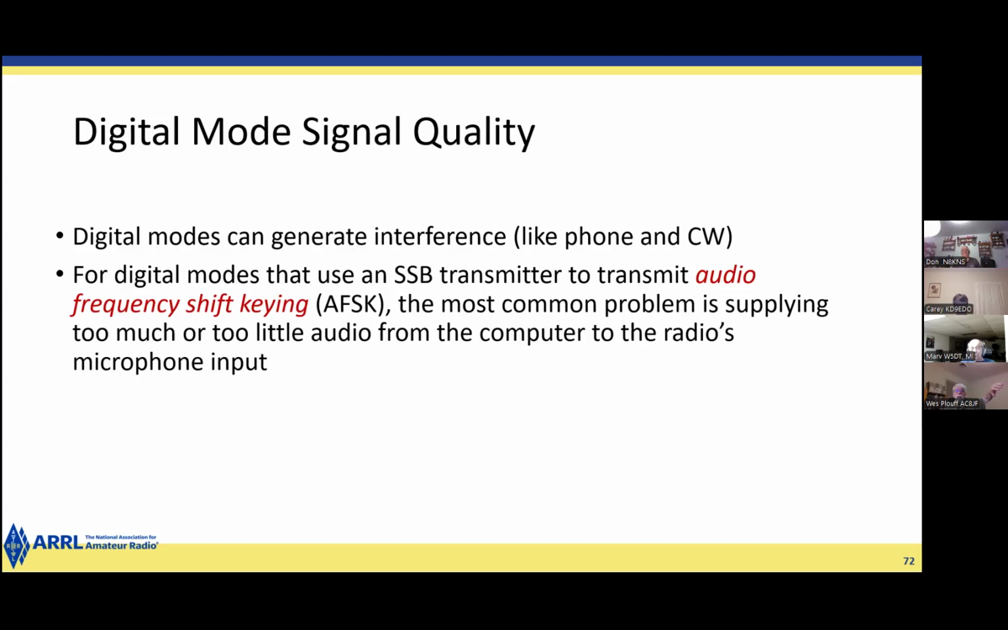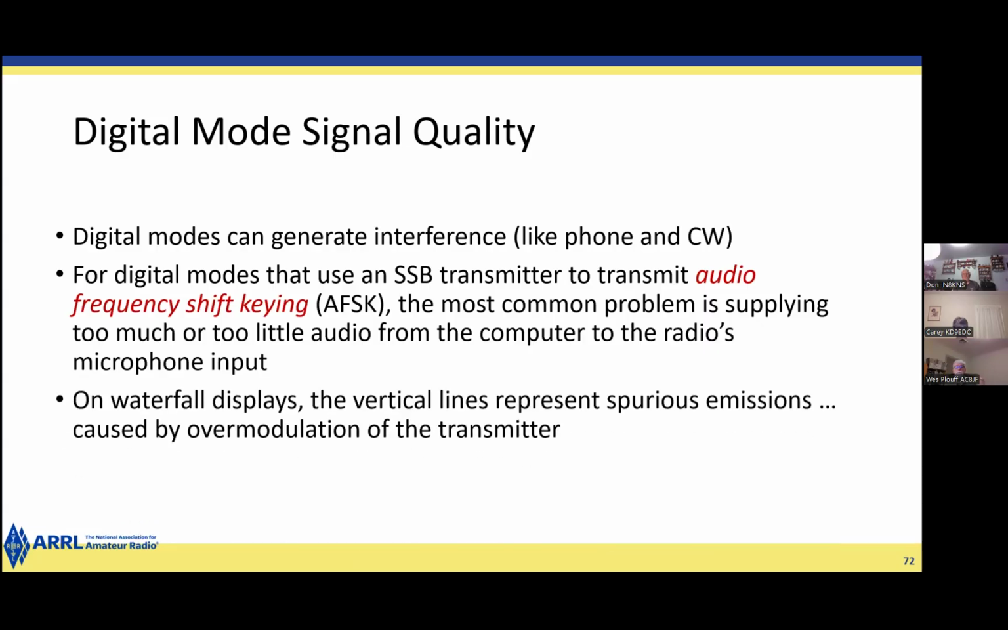You can also have too low an audio level going into your rig. It says microphone input here. You can connect to the microphone input, but most amateur radio rigs that you can buy also have an auxiliary connection, so that you can send signals from another audio source into your radio without engaging the microphone. But at any rate, you can have too low a level too, which means that your overall signal is weaker.